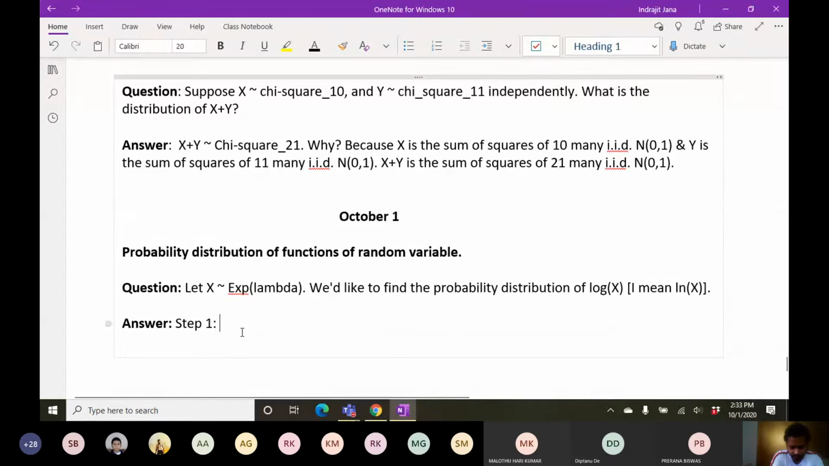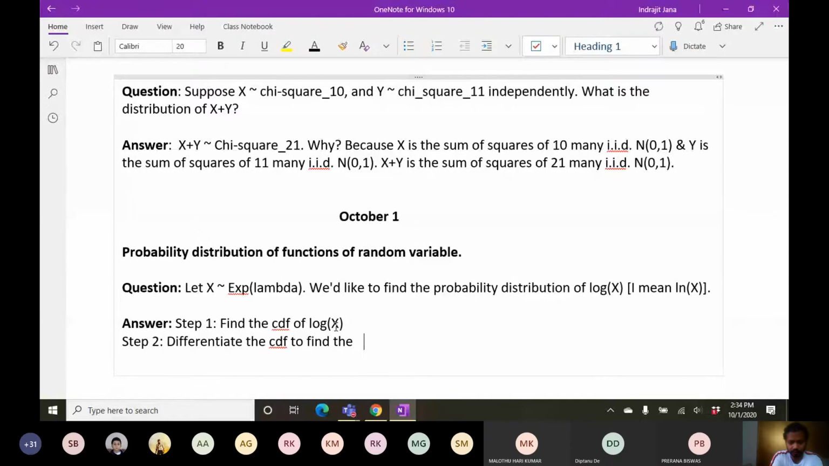Step one is to find the CDF, the cumulative distribution function, of log x. Because in this question it's log x, I am going to find the CDF of log x. If it is something else, I will find the CDF of that thing. And then step two: if you know the CDF of a random variable, how do you figure out the PDF? Simply differentiate it. Differentiate the CDF and you get the PDF.